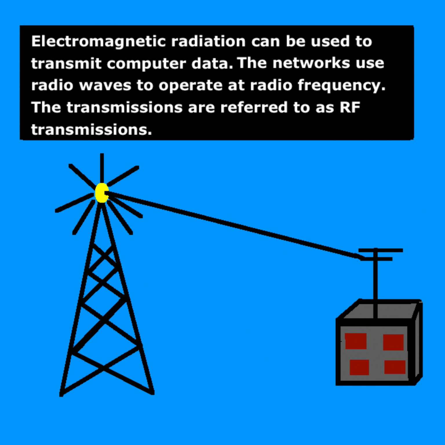Electromagnetic radiation can be used to transmit computer data. The networks use radio waves to operate at radio frequency. The transmissions are referred to as RF transmissions.